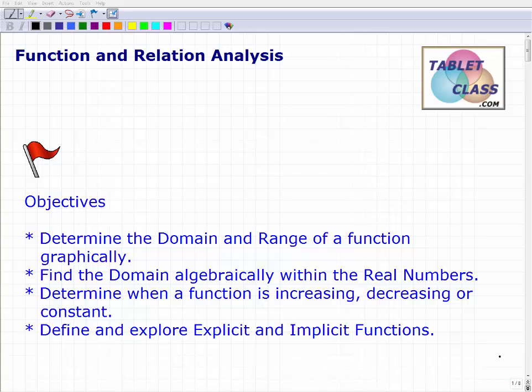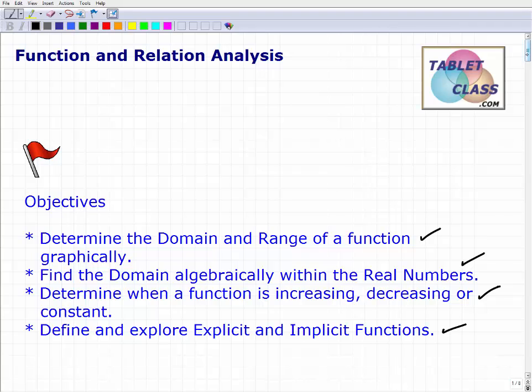This is going to be a lesson on this topic, and let's take a look at our objectives here for this lesson. So the first thing we're going to do is determine the domain and range of a function graphically. The next thing we're going to do is find the domain algebraically within the set of real numbers. Next, we're going to determine when a function is increasing, decreasing, or constant. And then lastly, we're going to take a look at explicit and implicit functions.